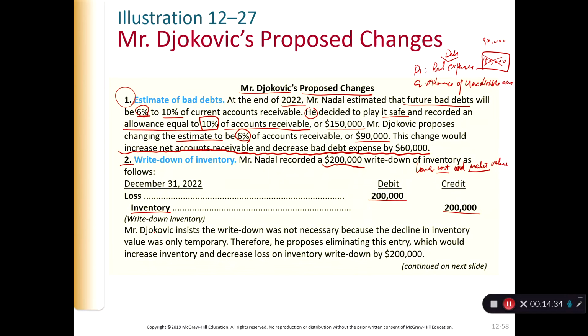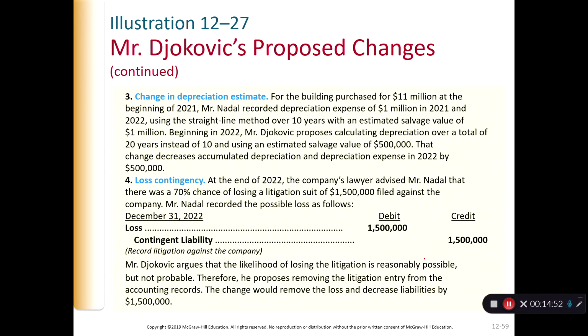And Mr. Djokovic insisted the write-down was not necessary because the decline in the inventory value was only temporary. Hence that he proposed to eliminate these journal entries, which would increase the inventory and decrease loss of the inventory write-down by 200,000.